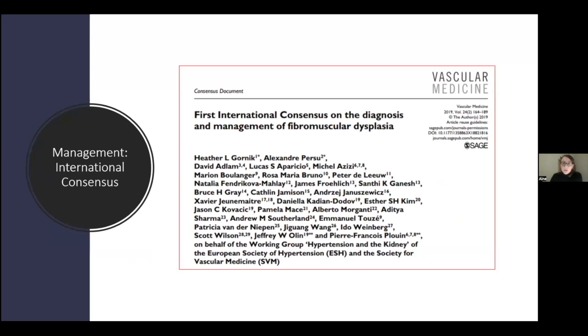So how do we manage it? So thankfully, we now have the first international consensus on the diagnosis and management of FMD, so that we are all managing FMD in the same manner. And this allows us to characterize patients and to screen them effectively, so that the treatment doesn't differ whether you're here in Manchester or anywhere else in Europe or in the US.